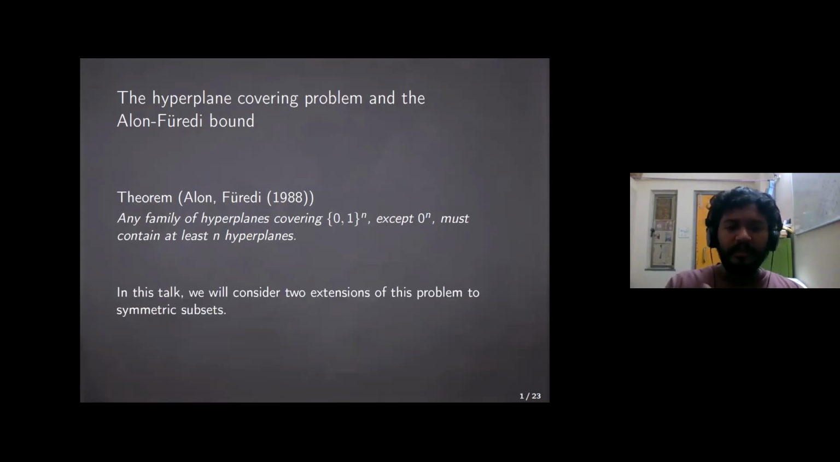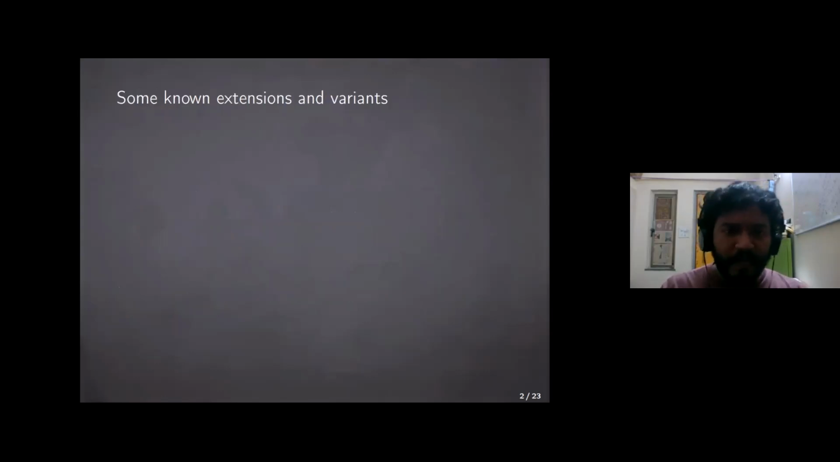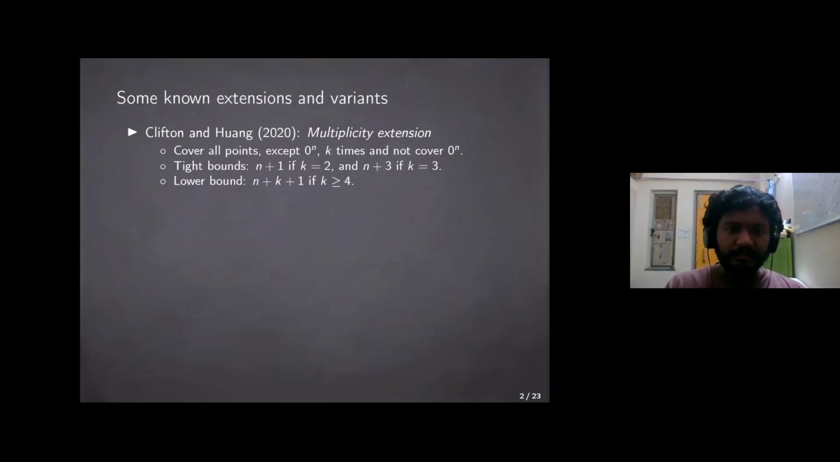And we are going to try to extend this problem to what I call symmetric subsets. So before we go there, let me just mention a few related results. There has been some very interesting work last year. So let me just mention those. So what are the extensions and variants that we know of? This is not an exhaustive list, just some of them.